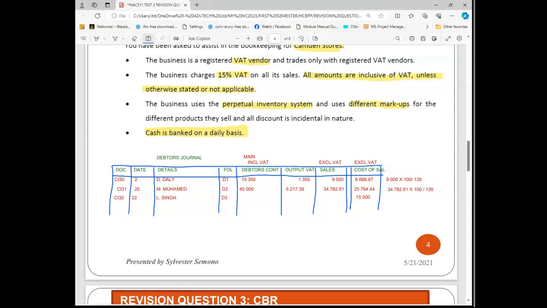Yes. Cost of sales, if they give you cost of sales first, the next thing that you must calculate is sales. Remember when we were calculating cost of sales, we were using sales. So for you to find cost of sales, you use sales. For you to find sales, you use cost of sales. Are we together? Yes. Now, how much is the markup?